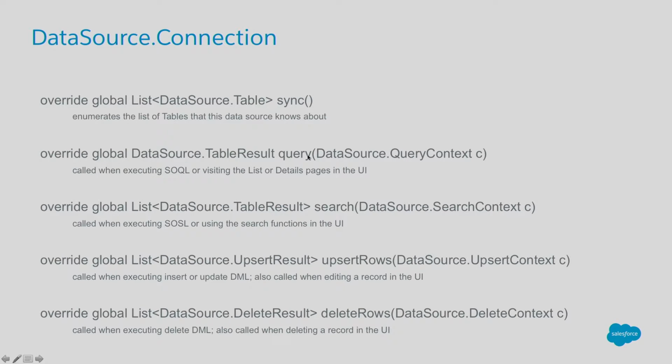Query is the method that gets called when you are looking at the list view or details or actually running a SOQL query on your external object. Search gets called whenever you're doing a global search or running a SOSL expression. Upsert rows is for inserting or updating records, and delete rows is for deleting a record. And we'll take a look at them in detail.